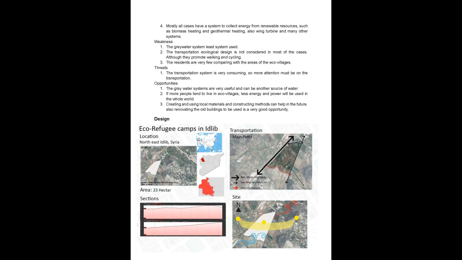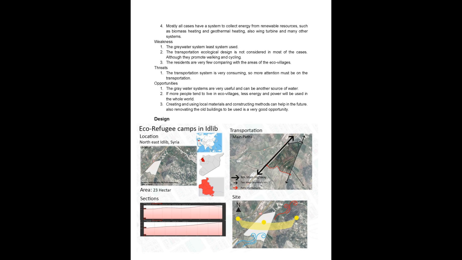The weaknesses: the greywater system is the least system to be used. The transportation ecological design also is not considered in most of the cases, although they promote walking and cycling. The residents are very few compared to the areas of the eco-villages, and this weakness does not apply to a refugee campus because a very large number of people live in a small area. The threats actually lie in the transportation system because it is very consuming and there is less attention to it.